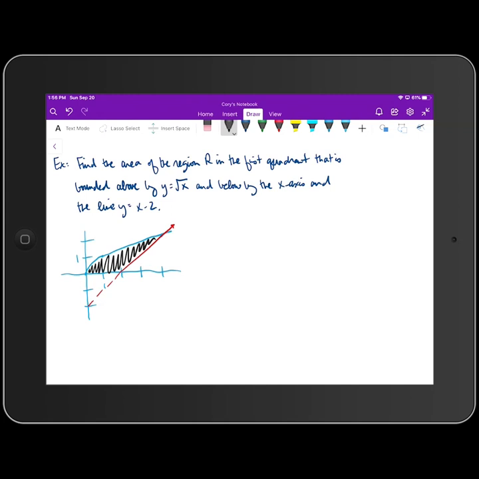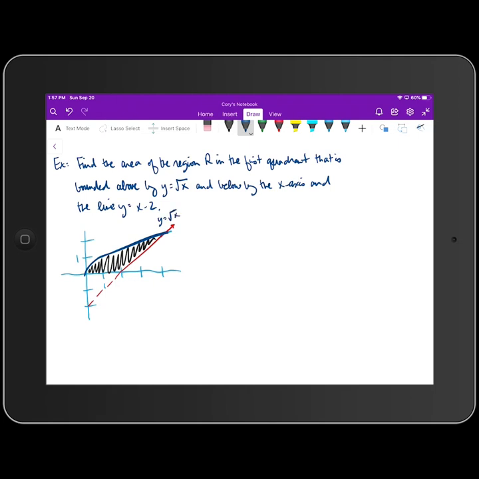Now, this is going to be a little bit different and a little bit more difficult. This is more along the lines of a test question than what we've seen in the other examples. What makes this more difficult is when we look at the function that bounds this area from above, it is always that curve in dark blue. It's the function y equals rad x.